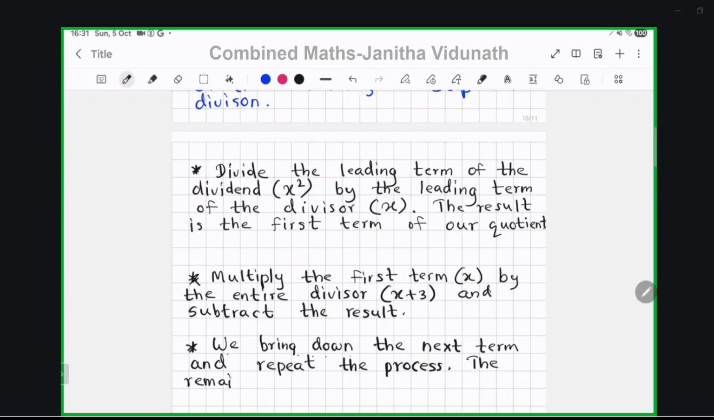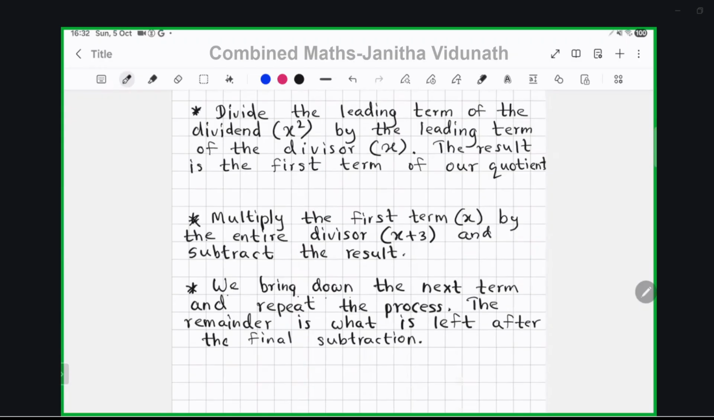The remainder is what is left after the final subtraction.